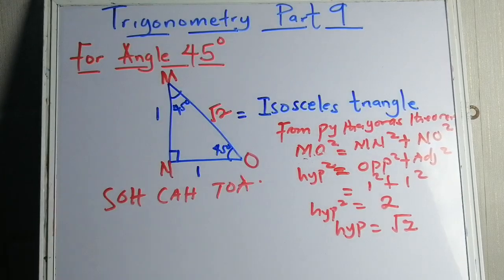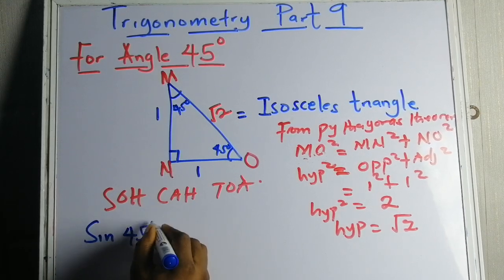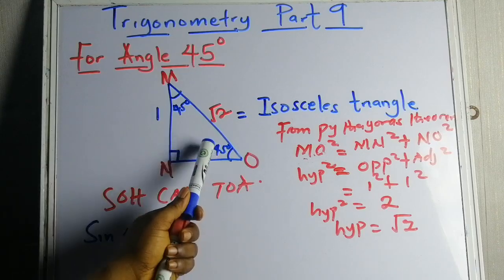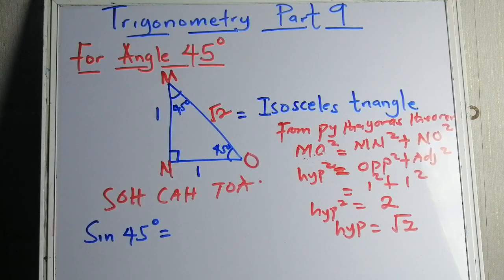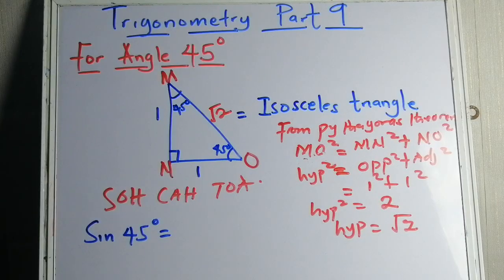Now, if you look at it very well, sine 45 degrees equals opposite over hypotenuse. The question we need to ask ourselves is which of the 45 degree angles are we looking at? Let me pick this one, the one for angle O. So angle O, MON, is the same thing as what?